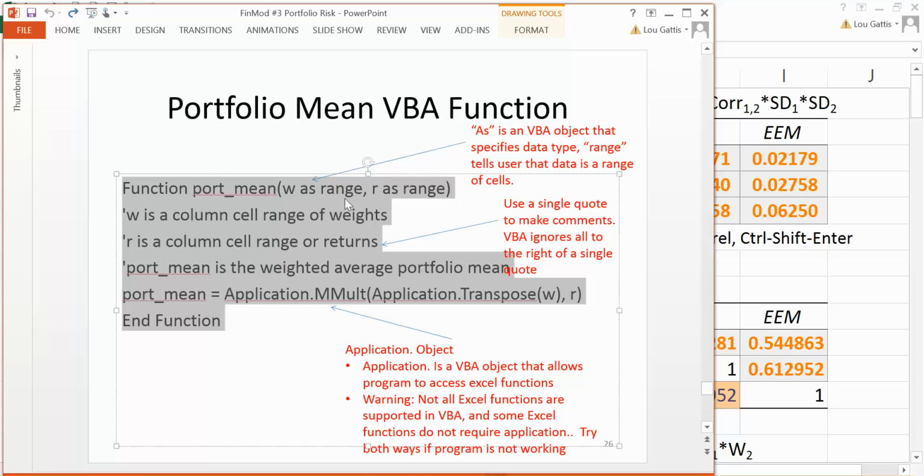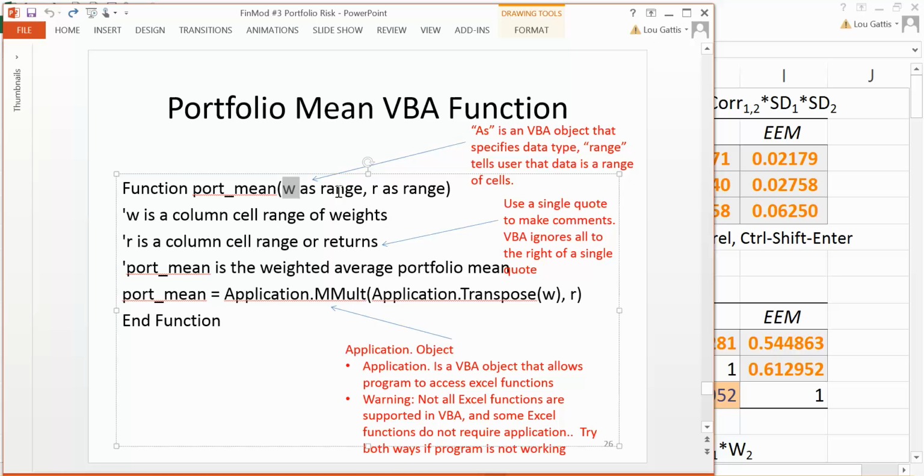Notice "As Range" is a VBA command that says that W is not just a single cell. W is going to be an array. R also is going to be an array. So when you say As Range, you specify that a parameter is going to be a range. And then I'm going to use the calculation of the portfolio mean as the transpose of W times the column vector of returns.